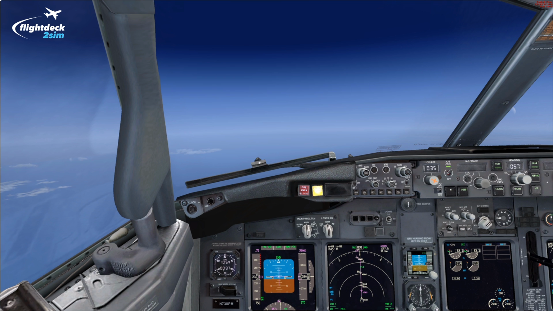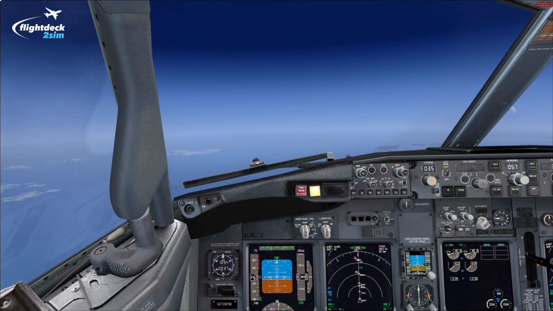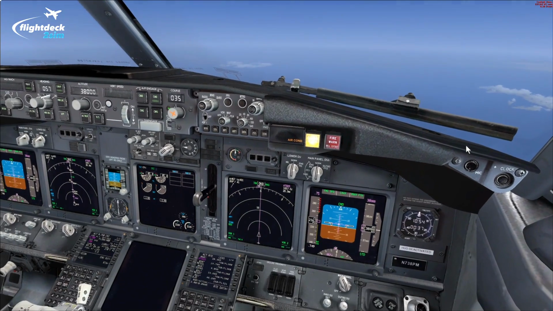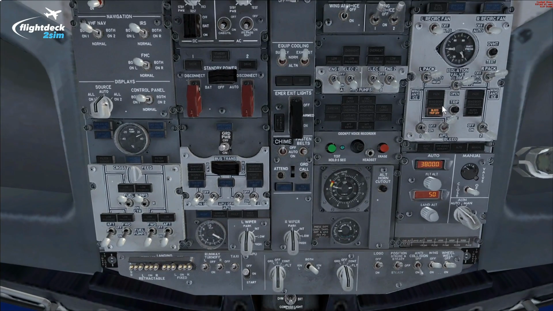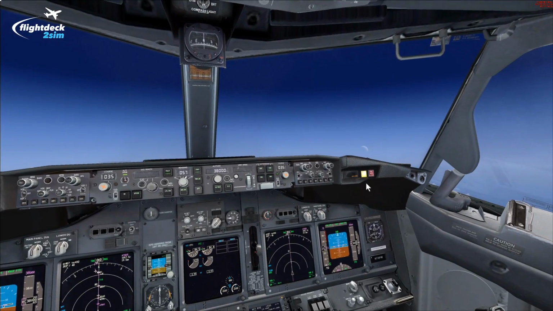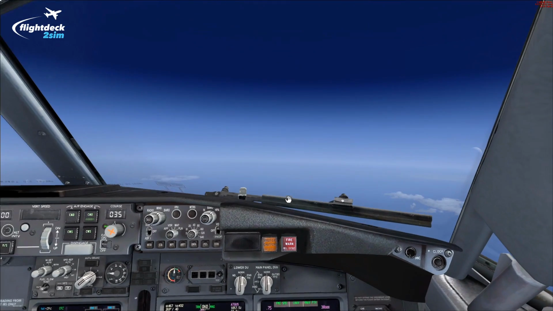Okay, it looks like we've got a master caution, so let's imagine it's the captain who's pilot flying on this sector from Ibiza to Pisa. He would say to the first officer, state malfunction. So the first officer would look and go, alright captain, we've got master caution, air conditioning. Let's have a look on the overhead panel. We've got a bleed trip off, alright. And then he would cancel the master caution system.